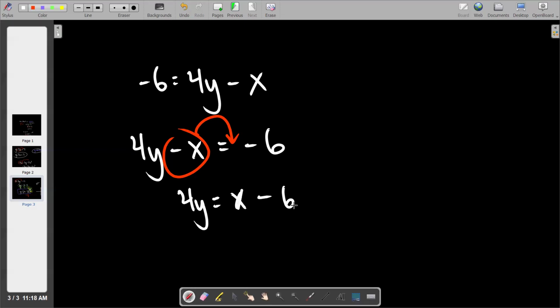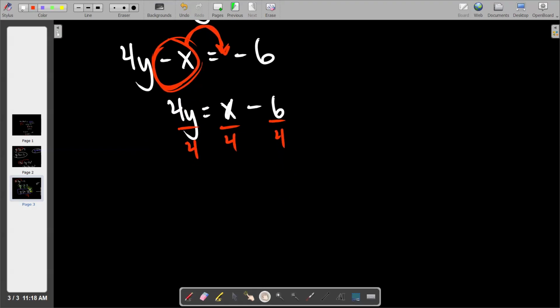What do we divide by? In this case, all I did was just move the x to this side. So we divide by 4, right? Divide by 4, divide by 4. I couldn't have said it better myself. Y equals 1/4 of x minus 1 and 1/2.